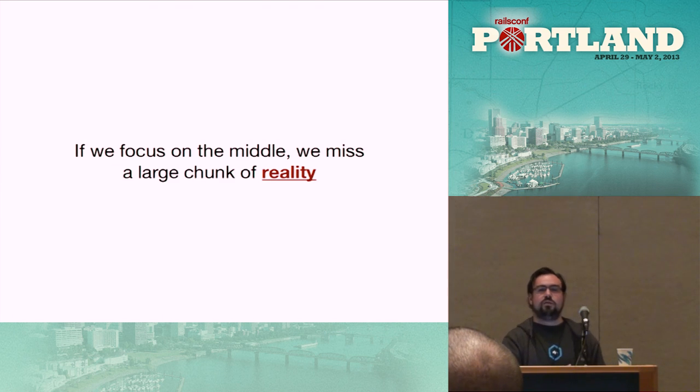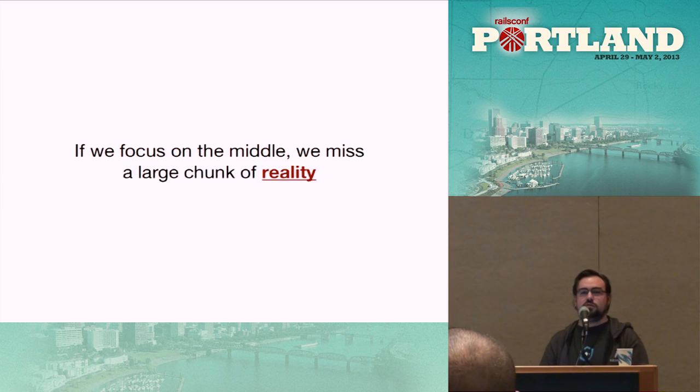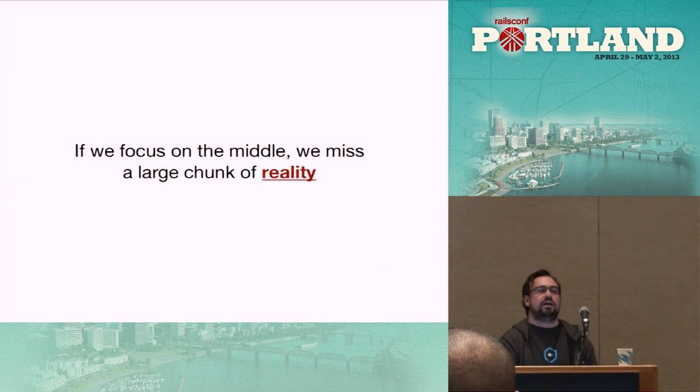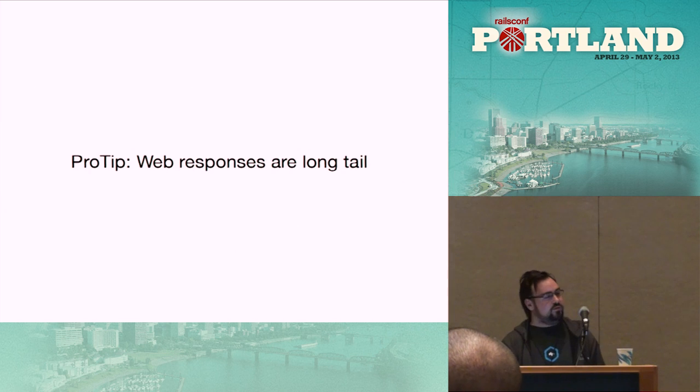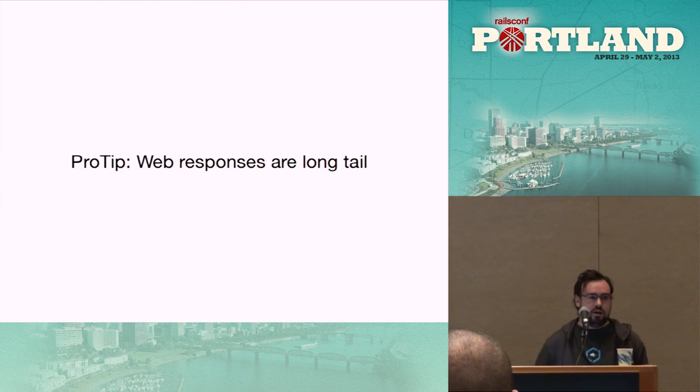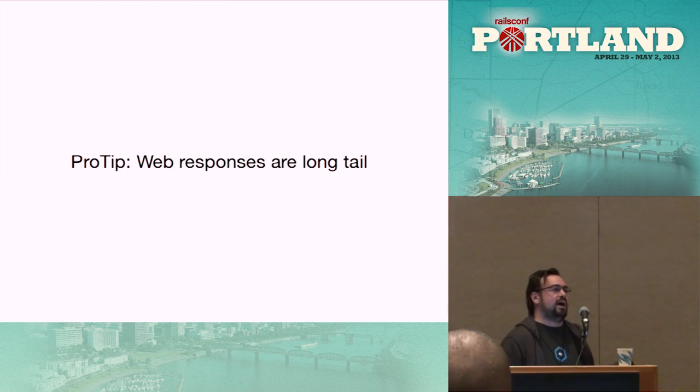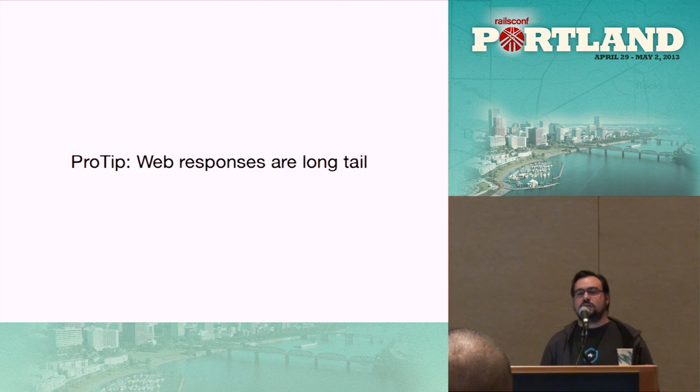If we focus on the middle, on the mean, we're actually going to lose a large chunk of reality. So we're going to feel like 500 milliseconds is extremely unlikely, basically astronomically unlikely, when in fact it's just a little bit unlikely, somewhat unlikely. And pro tip, it turns out web responses are the same, similar type of distribution as income. You would think that if you got 100 milliseconds as your average, that 500 milliseconds would be extremely uncommon, extremely rare. But in fact, that does not turn out to be true in practice.